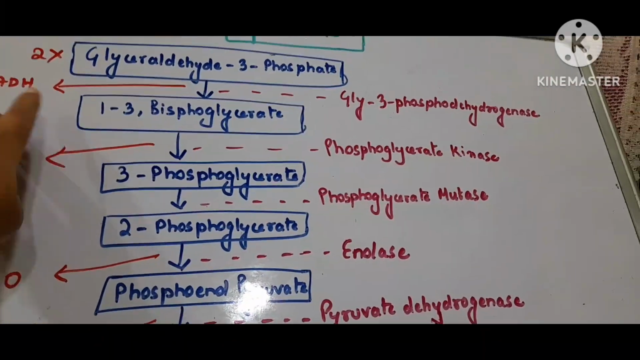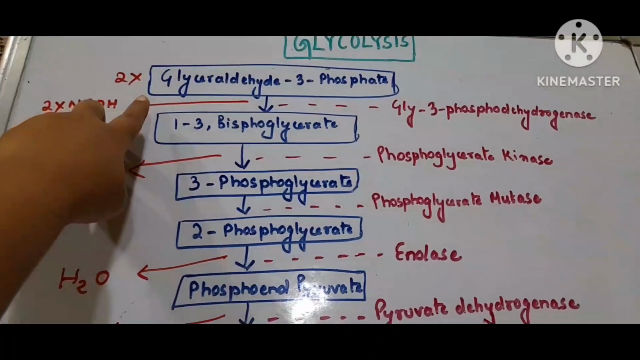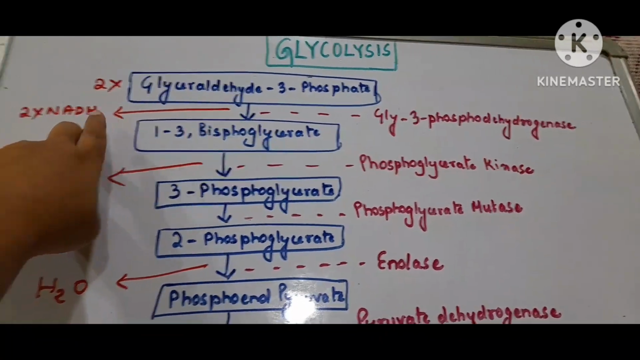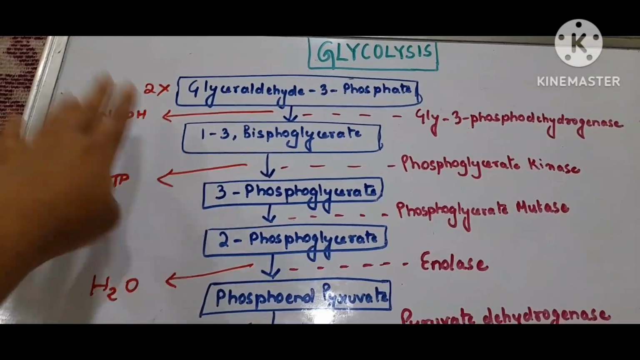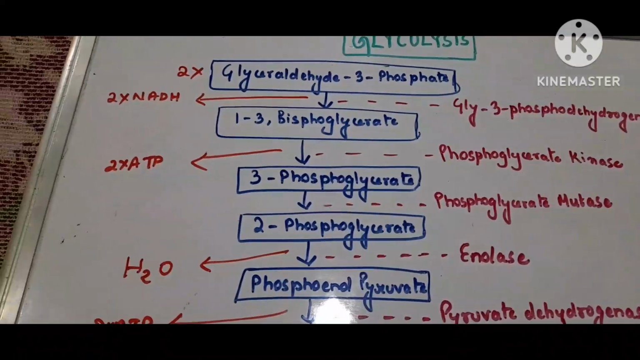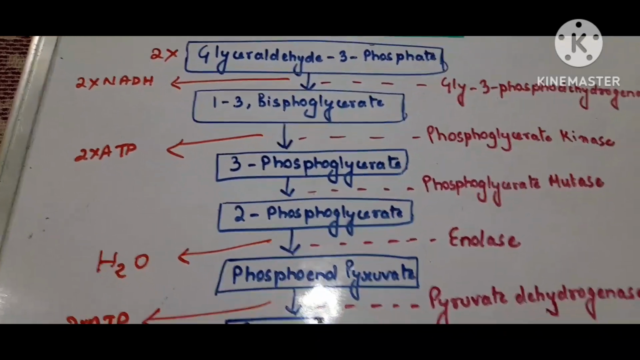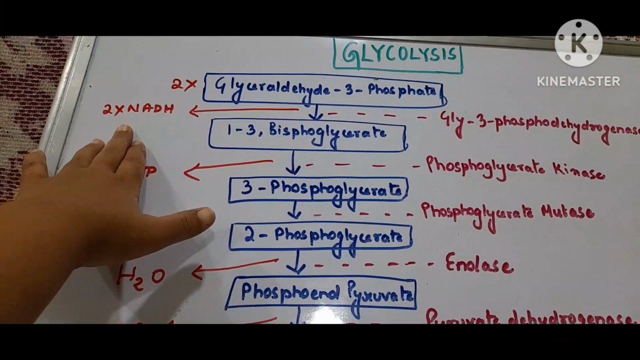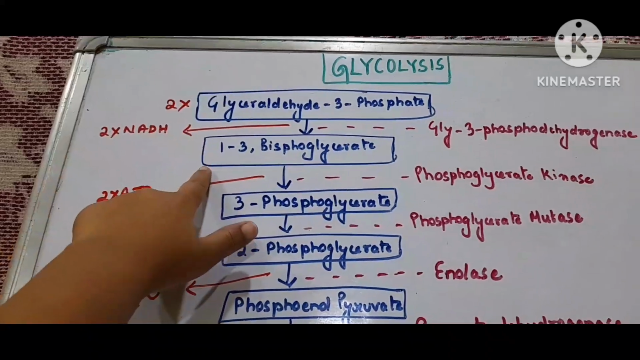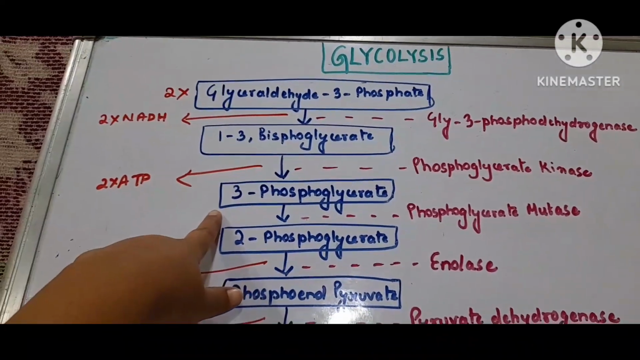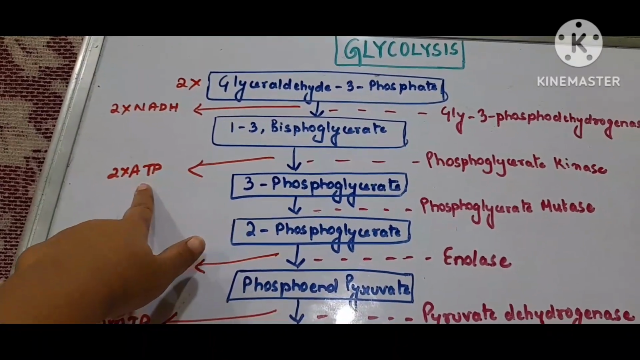In this conversion, when glyceraldehyde converts into 1,3-bisphosphoglycerate, 2 molecules of NADH are released. We know that NADH can also be converted into ATP, which we will understand later on. Then when 1,3-bisphosphoglycerate converts into 3-phosphoglycerate, here also 2 molecules of ATP are released.